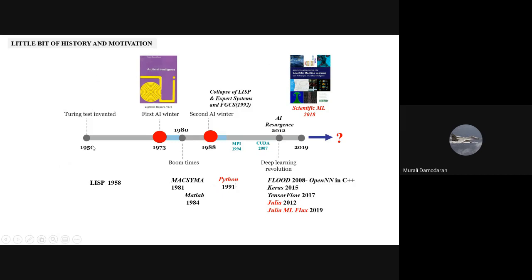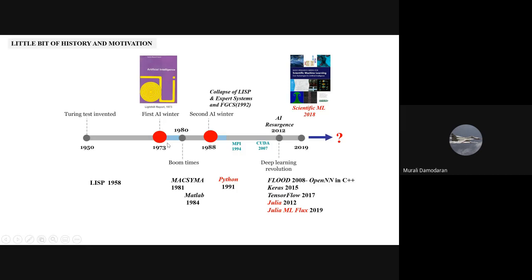So in 1950, this is a timeline. In 1950, the famous Turing test was invented, and then there was some activity going on in AI-related work in those days. And there are two points, 1973 and 1988, when the interest actually went down the drain. Those are called, in history, the AI winters, because the majority of people dumped it and went on to do other things.